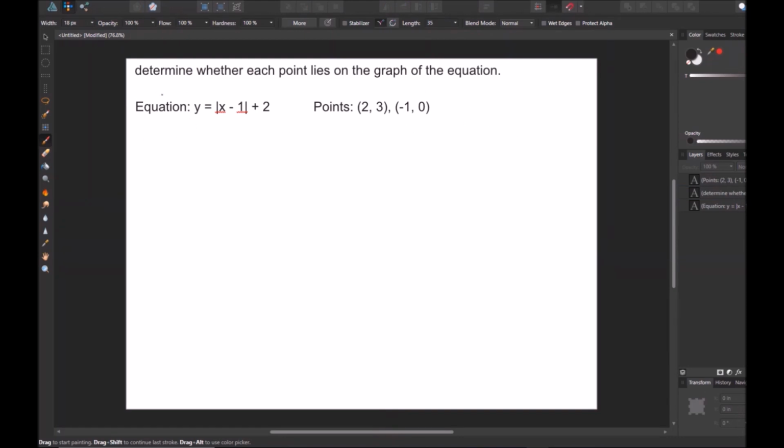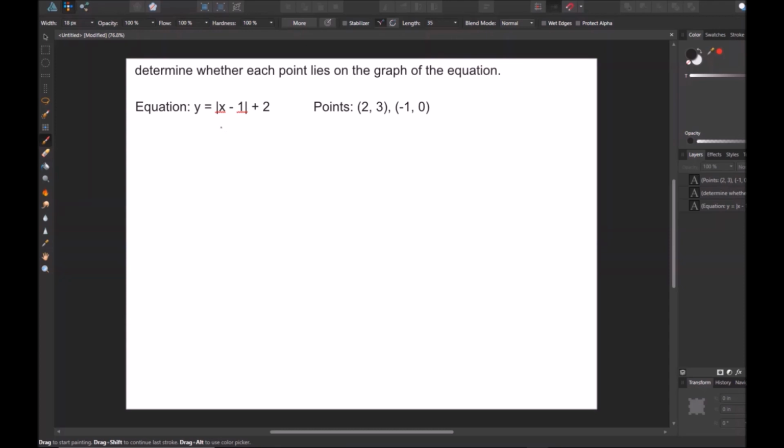Alrighty, so in this next problem we are given the exact same directions, determine whether each point lies on the graph of the equation, but once again we're given a different equation and different points. This time our equation is y equals the absolute value of (x minus 1) plus 2, and our points are (2, 3) and (-1, 0).